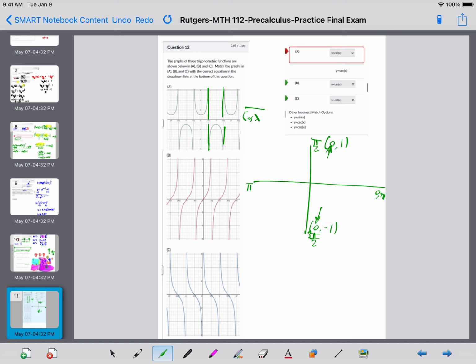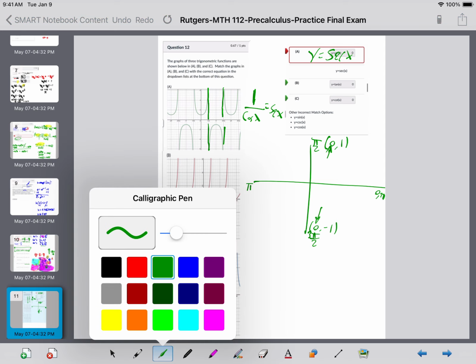Now, this is just a rational function. It doesn't really look like a trig function, right? So there's no spot where the function hits 0. So it's just going to be 1 over cosine of x, which is secant of x. So for A, you have secant of x.